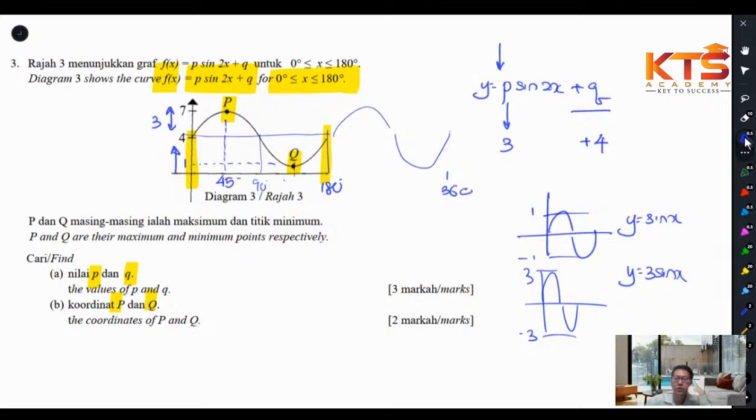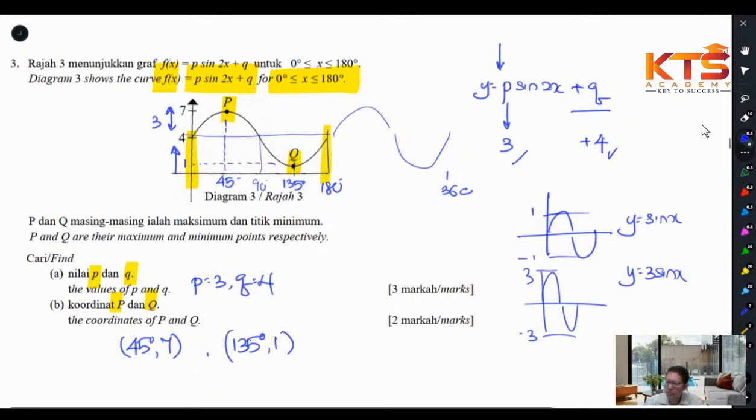Negative 3. So this one must be 45 degrees. This one must be 135 degrees. P equals to 3, Q equals to 4 from here. Coordinate P is 45 degrees, maximum is 7, and then Q is 135 degrees and 1. So 5 marks. Yeah, paper 1 is a little bit easier.